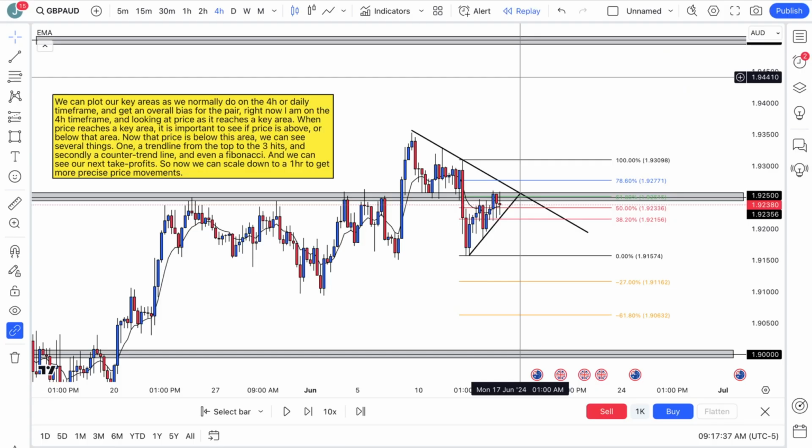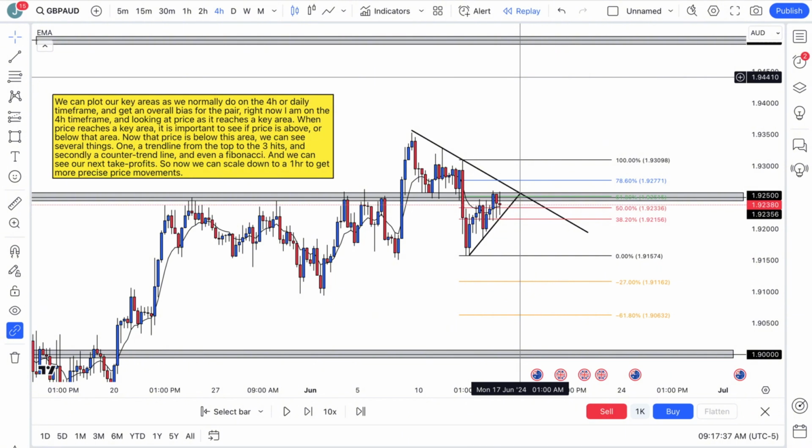So we could plot our key areas as we normally do on the 4 hour or daily time frame and get an overall bias for the pair. Right now I am on the 4 hour time frame and looking at the price as it reaches a key area. When price reaches a key area, it is important to see if price is above or below that area.